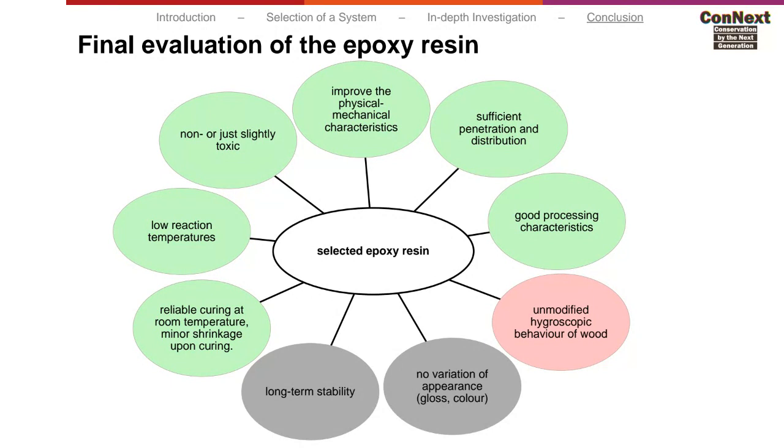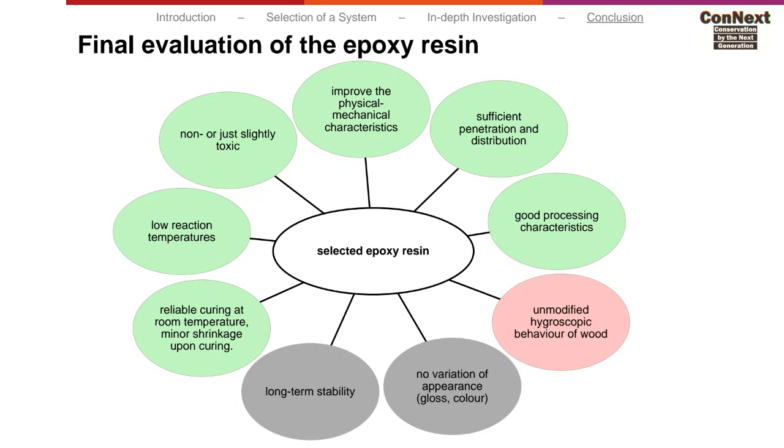And the epoxy resin's formulation is free of volatile organic compounds and no solvents are evaporating upon the curing process. This means 100% of the consolidant remains in the degraded wood, which is why repeated consolidation treatments, as is often the case with soluble thermoplastic resins, are not necessary.